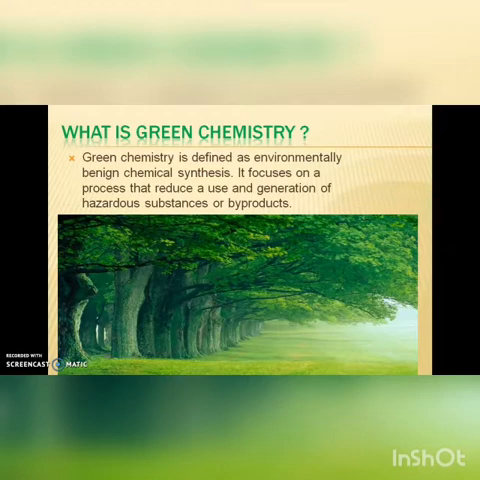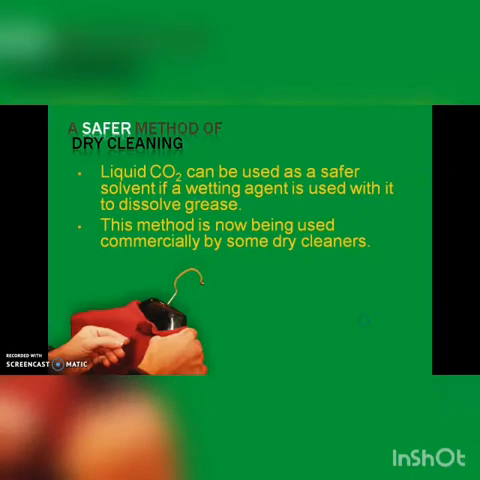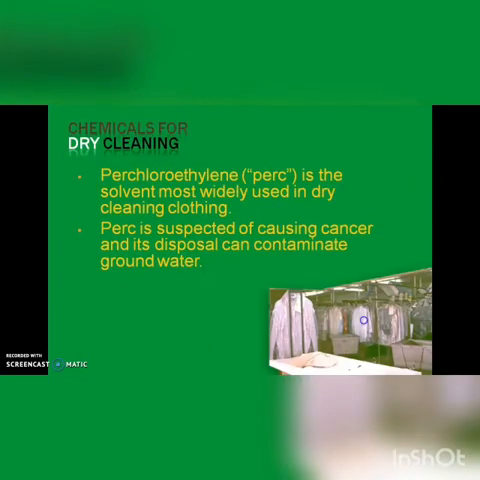So what is green chemistry? Green chemistry is defined as environmentally benign chemical synthesis. It focuses on processes that reduce the use and generation of hazardous substances or byproducts. One known example of green chemistry is in dry cleaning. Liquid carbon dioxide can be used as a safer solvent if a wetting agent is used with it to dissolve grease. This method is now being used commercially by some dry cleaners.